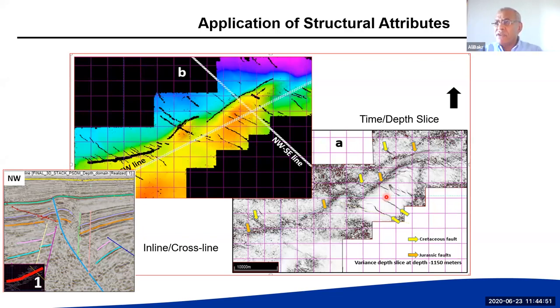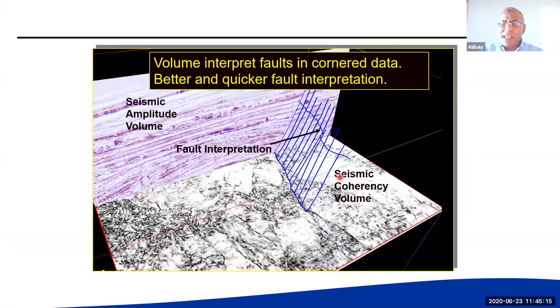I will never divide my interpretation into inlines and cross lines and connect them blindly on the map. No, I put my variance attribute or any other attribute with my inline, with my cross line, and then I start fault by fault in the real 3D vision. Look at that. I'm going to show you an example of how we do that.